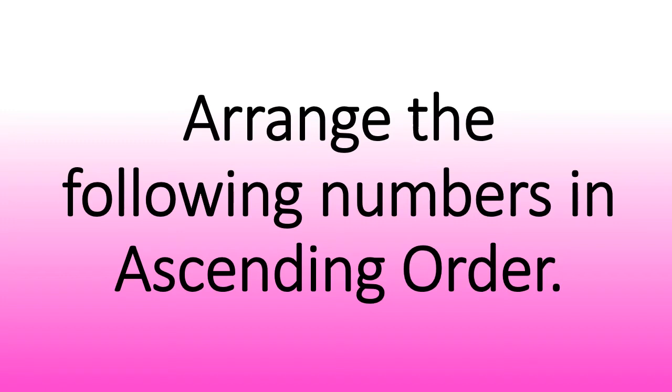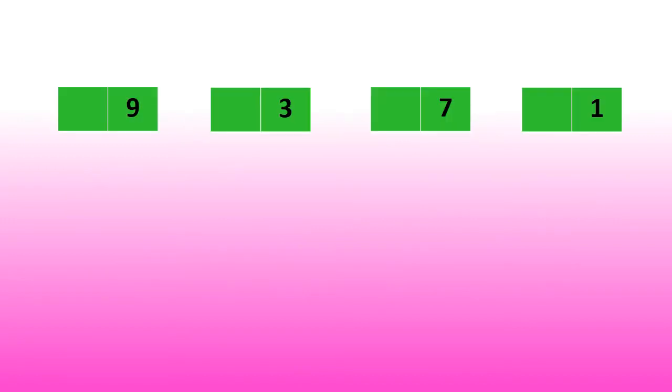Now let's learn how to arrange a set of numbers in ascending order. Remember, ascending order is arranging the numbers from the smallest to the biggest. Look at these numbers. We can see that all these numbers are one-digit numbers. Now, let's read them together. 9, 3, 7 and 1. So now, let's compare these numbers to find the smallest number. Here, we know that the smallest number is number 1. So, it will come first.